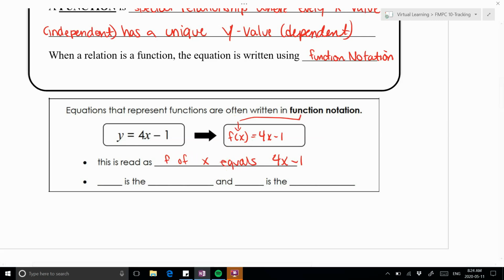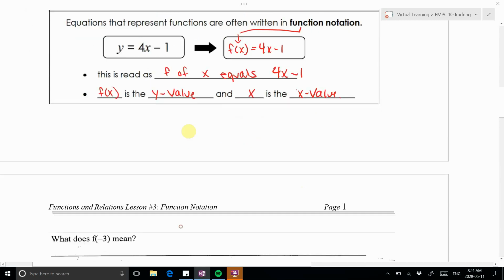So when we're talking about this, we've changed this now. So our f of x is the same as our y value, where our x is the x value. And that's important here because this f of x is not two variables, it's one. It's written together, and it means something together.